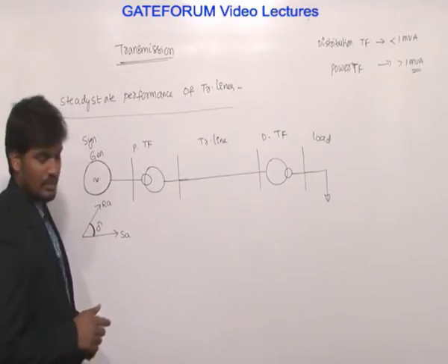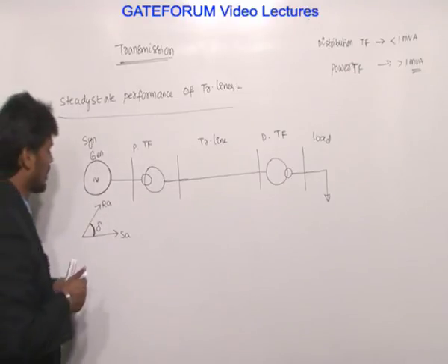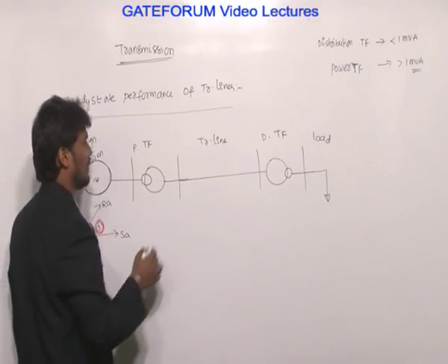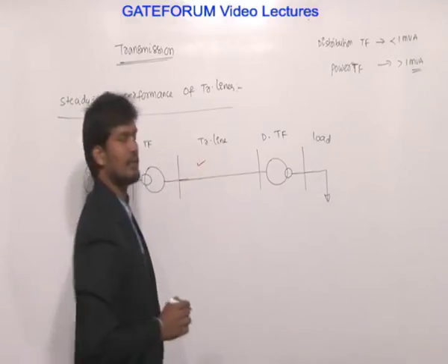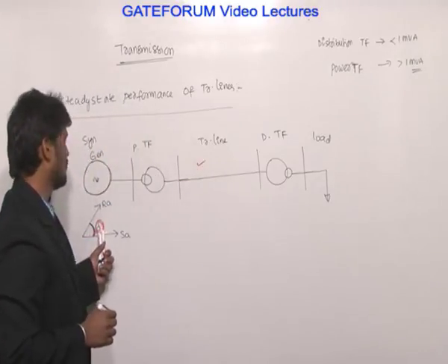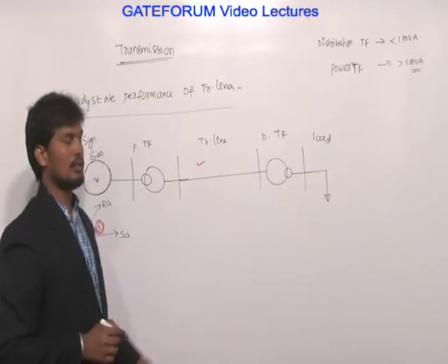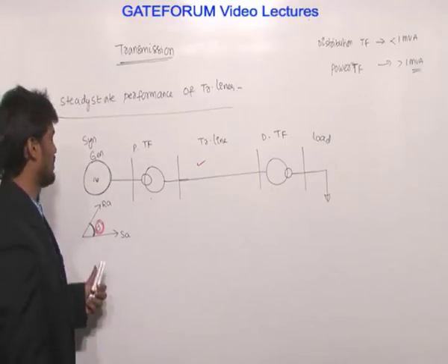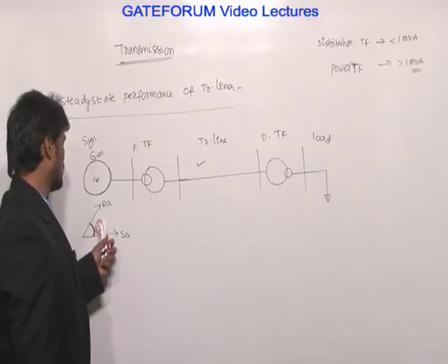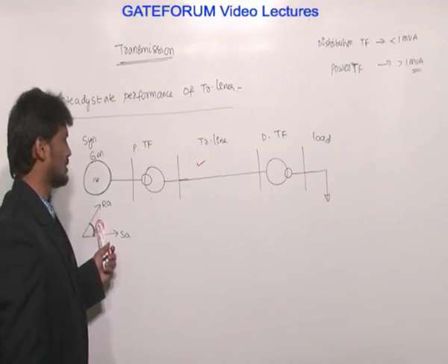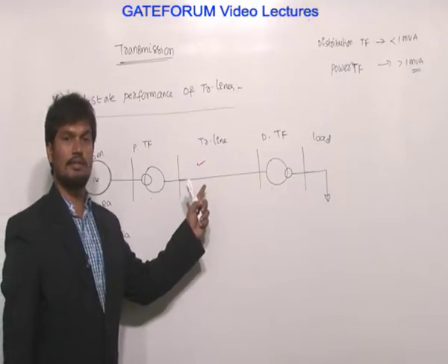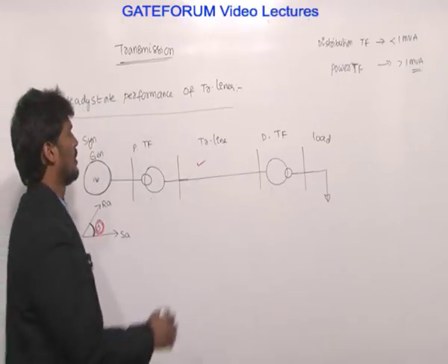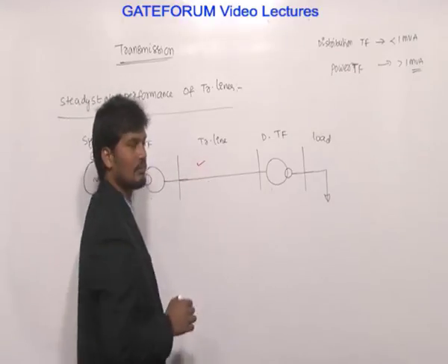Rotor angle. The rotor angle means delta. Rotor angle delta is mainly influenced by characteristics of transmission lines when compared to characteristics of transformer. I will repeat once again. Rotor angle delta is mainly influenced by characteristics of transmission line when compared to characteristics of transformer because the faults are more common in transmission.